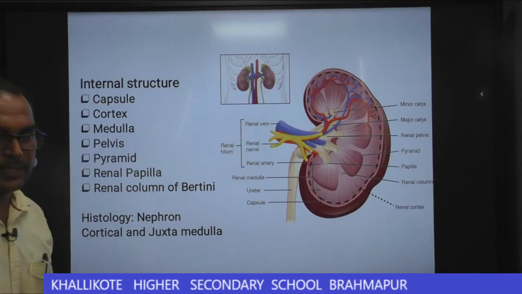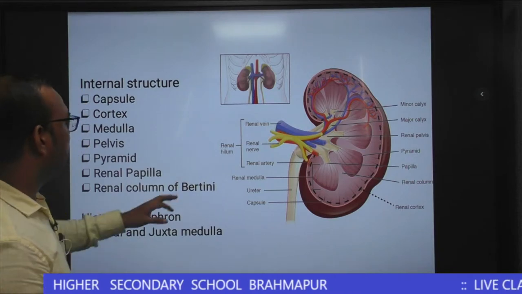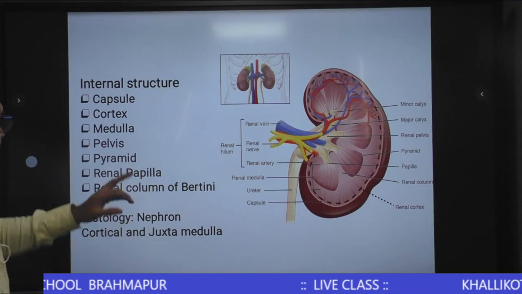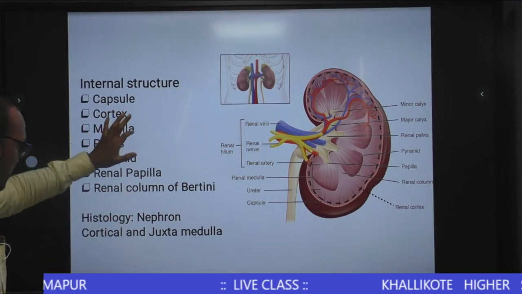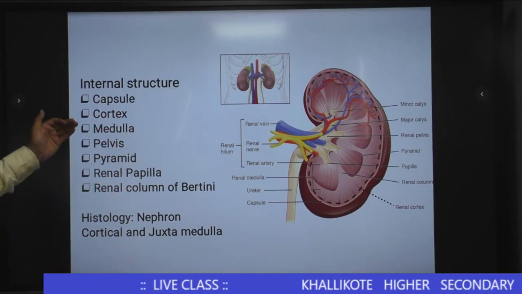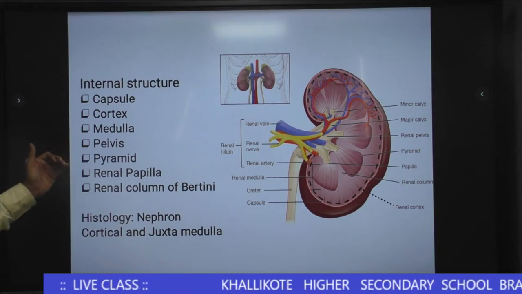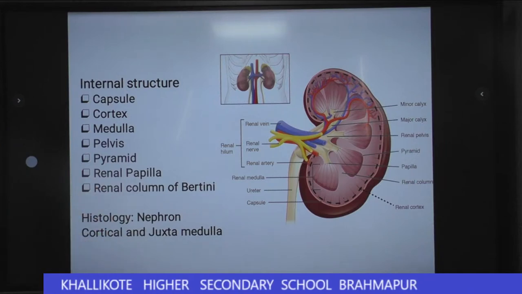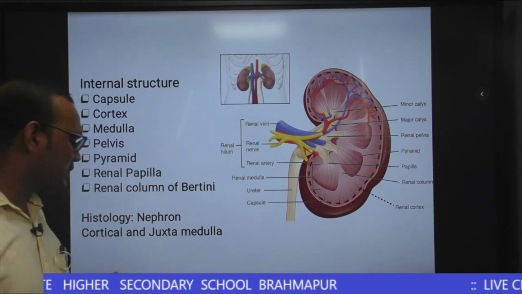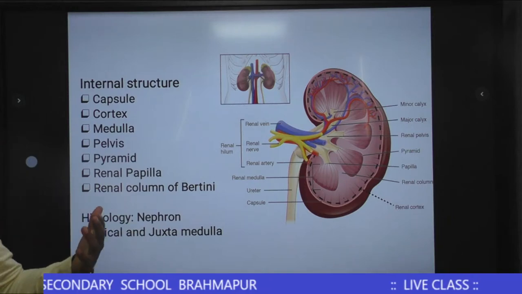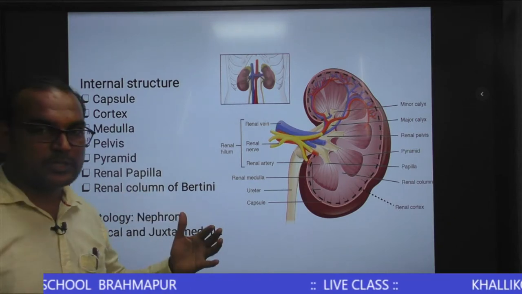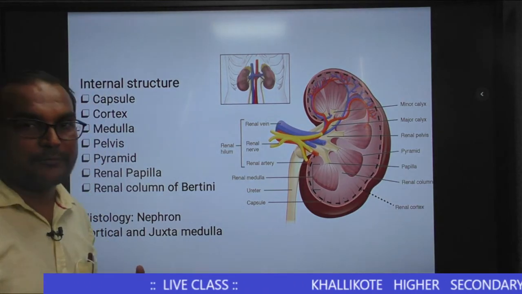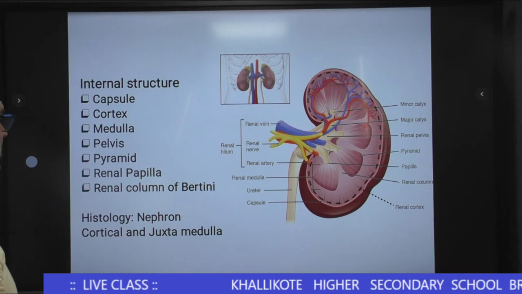Then the internal structure. The internal structure includes these things: capsule, cortex, medulla, pelvis, pyramid, renal papilla, renal column of Bertini. Histologically, we will later see the nephron, its constitution, how nephrons look, and what the different components of the nephrons are. So let's go one by one.